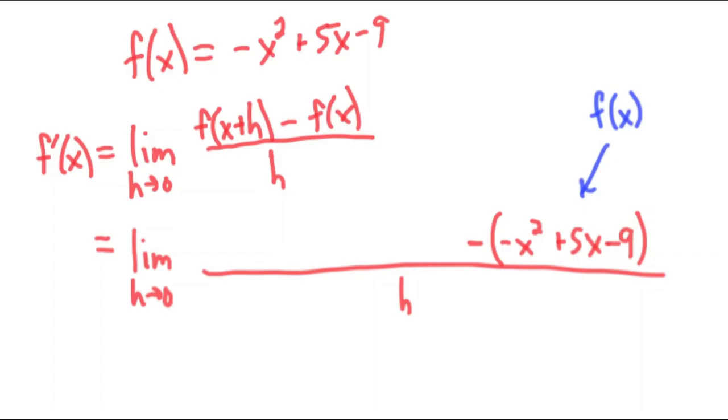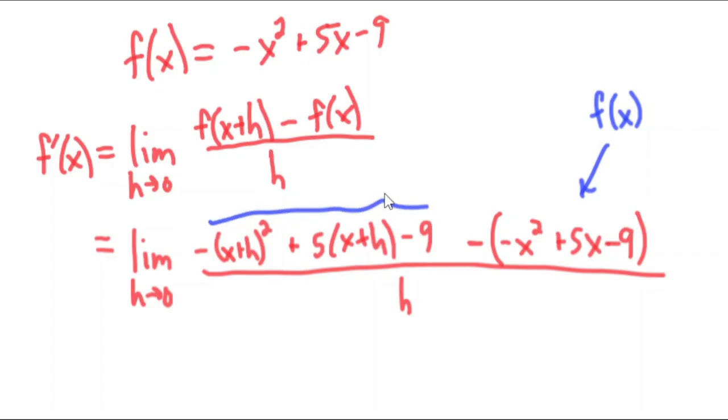Now, the question is, what is f of x plus h? Well, we need to take this formula and plug in x plus h everywhere we see an x. So instead of negative x squared, we're going to have negative x plus h squared plus 5 times, instead of times x, it'd be times x plus h, minus 9. So we're basically taking this formula and replacing each of these x's with x plus h. So all of this right here is the f of x plus h.